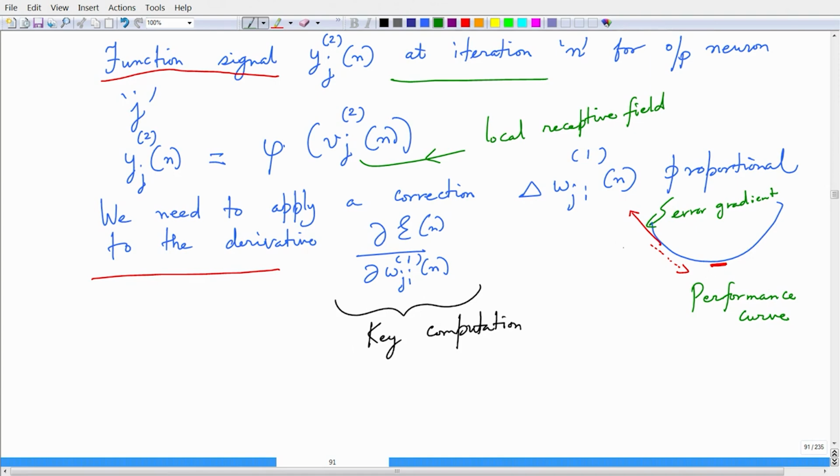So, therefore, you have to apply a correction term that is proportional to the derivative of the instantaneous error with respect to the synaptic weights at time instant n, right, and there is a negative sign missing, but I will talk about these details when we go further down through the algorithm. So, this picture should be very clear. Now, this is the idea, right. The idea is sort of clear, that is we have to go down the gradient descent.